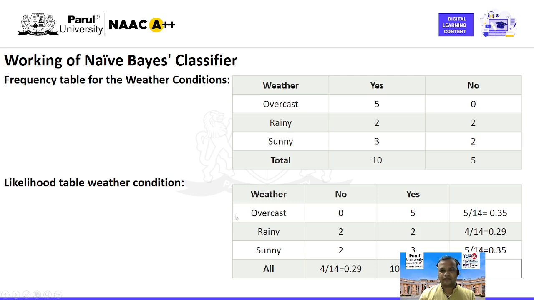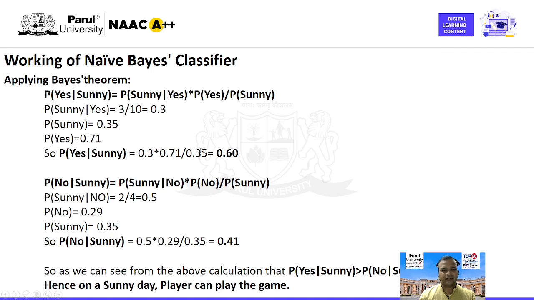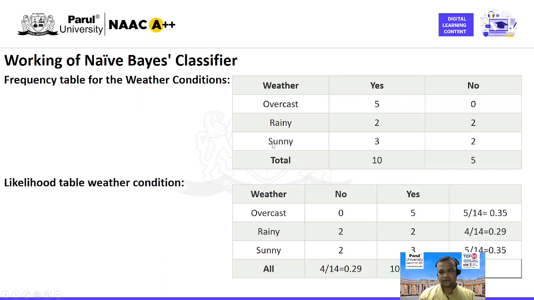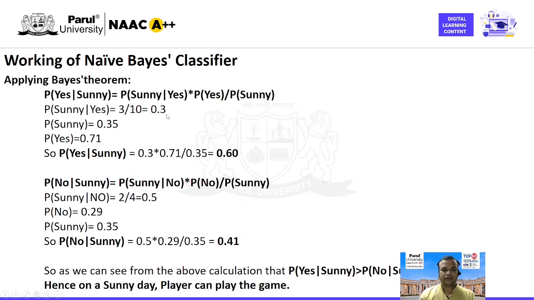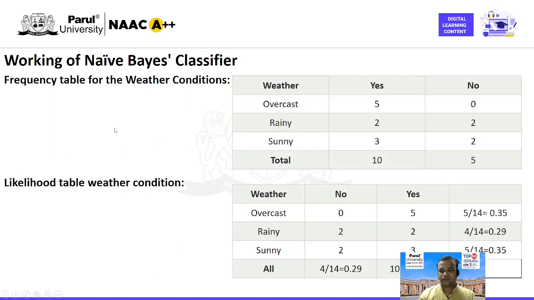Probability of no 0.29. Okay, probability of sunny for yes 3. How many total? 10. Okay, so that is why we put here for this particular calculation probability of sunny over yes. Total of yes is 10. We need to calculate for sunny. Total is 3. So 3 upon 10 is equal to 0.3. Probability of sunny is equal to 0.35. We already calculated here.